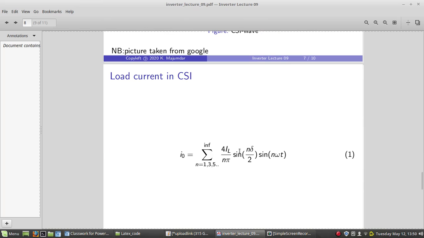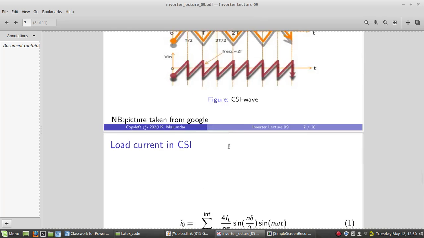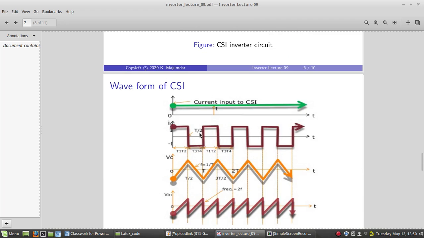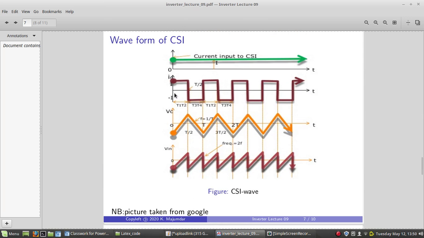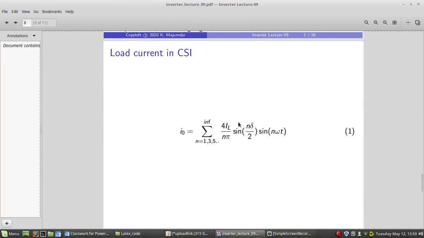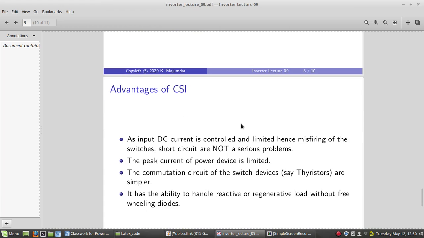Now for the load current, if you go for the Fourier analysis, you get these mathematical equations where IL is the maximum current, that is this current, and this is the 4 pi. You can derive it on your own, and delta is the pulse width. This is one width. This is the expression.